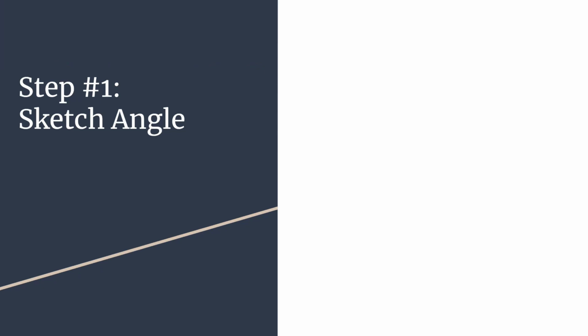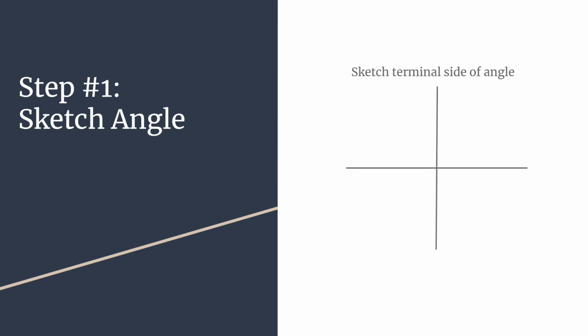So step 1, we'll sketch our angle. And really we want to sketch the terminal side of the angle because that's how we'll get our coordinates. So for example, let's say we were trying to sketch the terminal side of 120 degrees. Okay, we know 90 is here, 180 is here, and so 120 must be 30 degrees past 90. So we sketch our terminal side and we see that that is in quadrant 2. And knowing that will be essential to our next step where we will decide if the answer should be positive or negative.